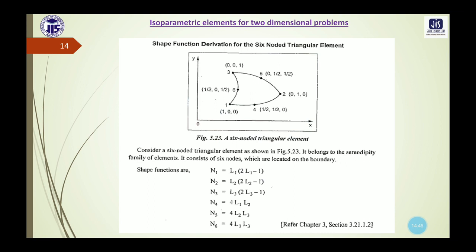Next, the shape function derivation for the 6 noded triangular element. In this diagram you can see a 6 noded triangular element. It also belongs to the serendipity family of elements, and it consists of 6 nodes which are located on the boundary. The shape functions can be written in this manner: N1 equals L1 into (2 L1 minus 1), then N2 equals L2 into (2 L2 minus 1). In this manner we can write the shape functions for this 6-noded triangular element.